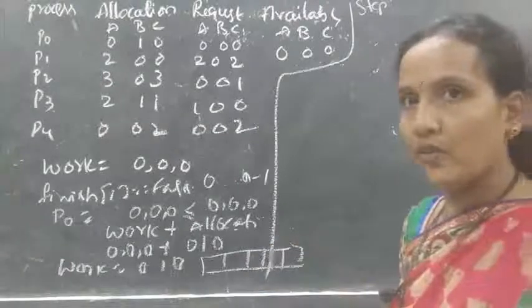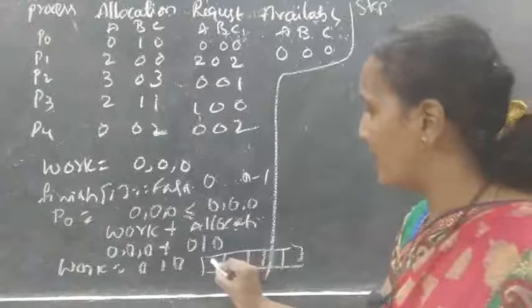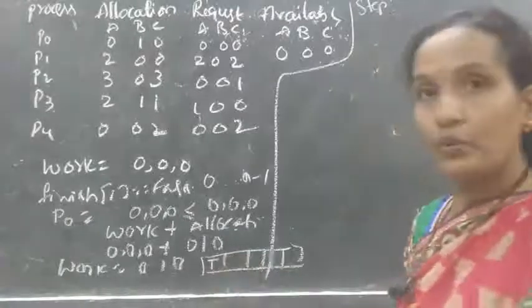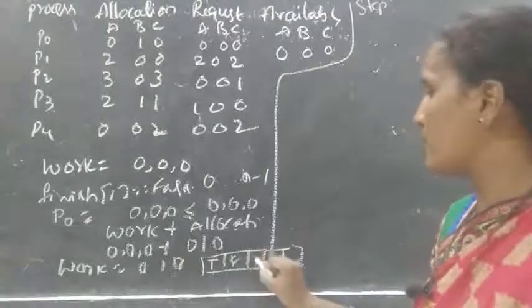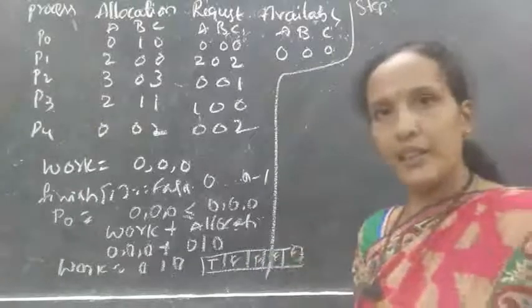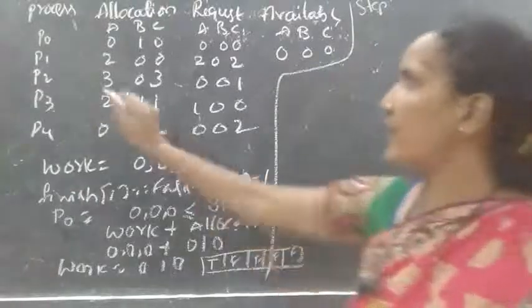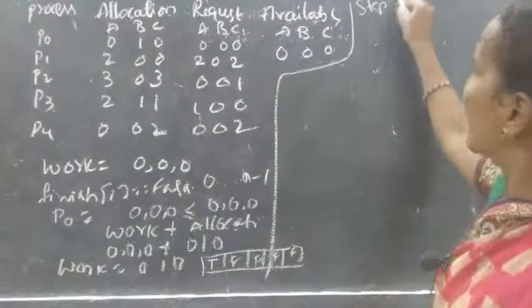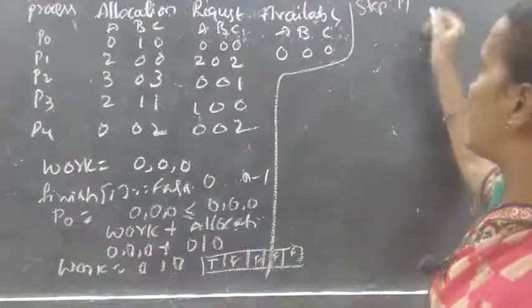5 processes. Okay, so P0 has completed its execution. True. The remaining are false, false, false. These 4 processes have not completed their execution. Now we will see the second process, P1. P1 has not completed its execution.